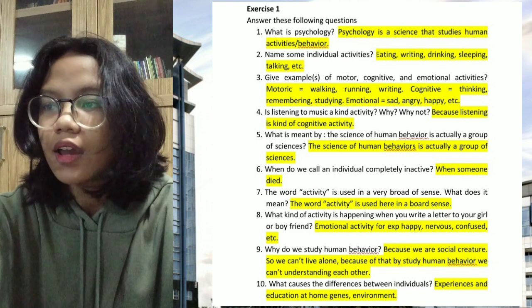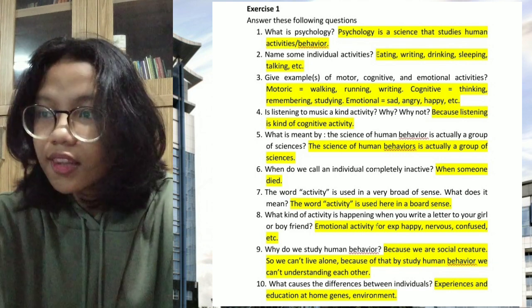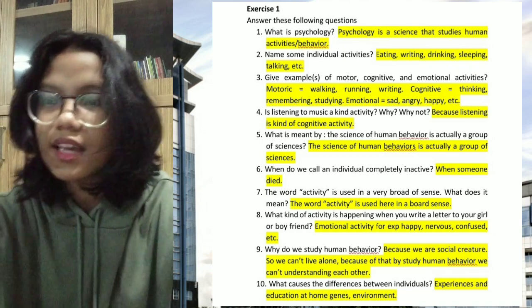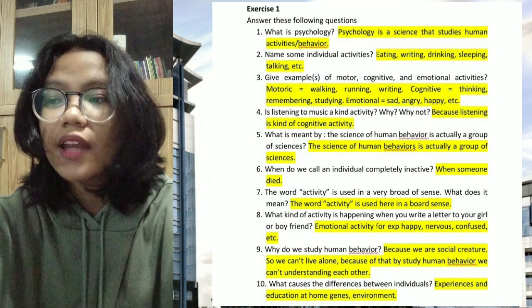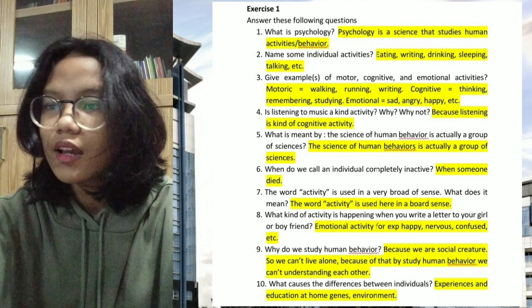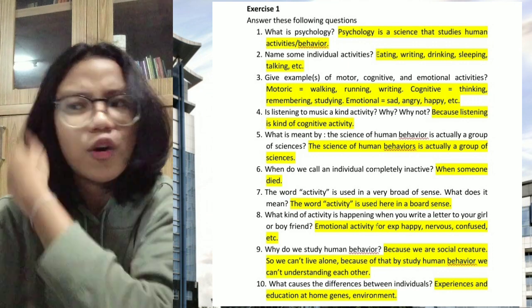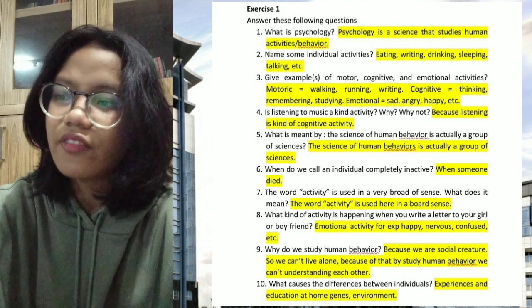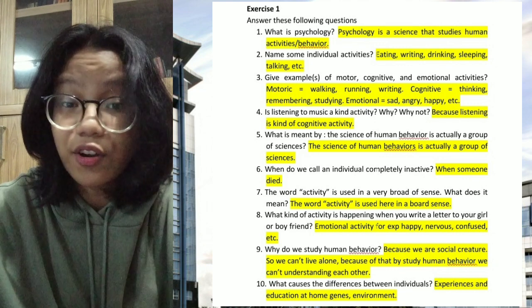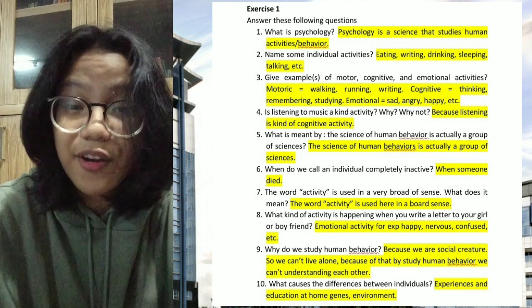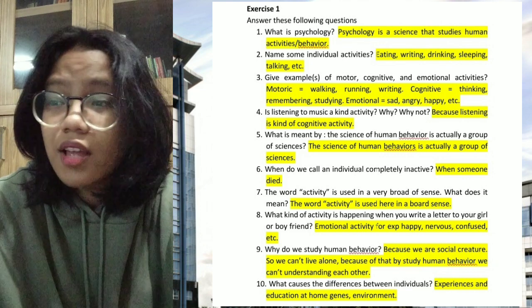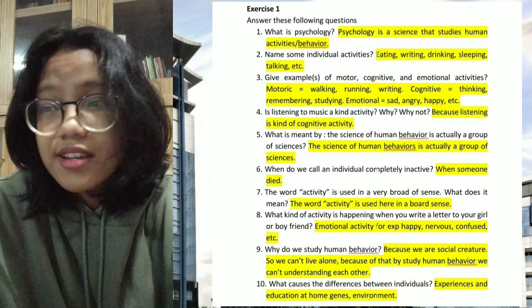And if you ask me what is the meaning of activities, the word activities is used here in a broad sense. So, what kind of activity is happening when you write a letter to your girlfriend or your boyfriend? Maybe it is emotional activity like happy, nervous, and confused.